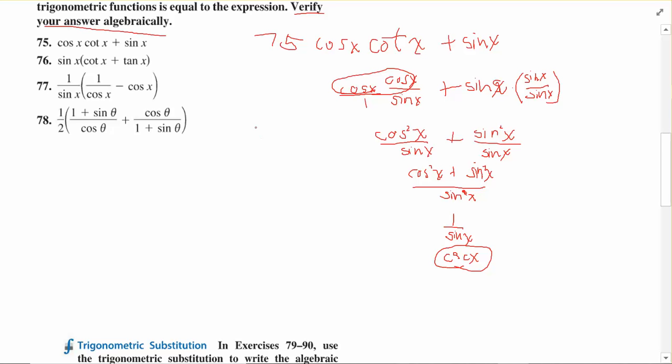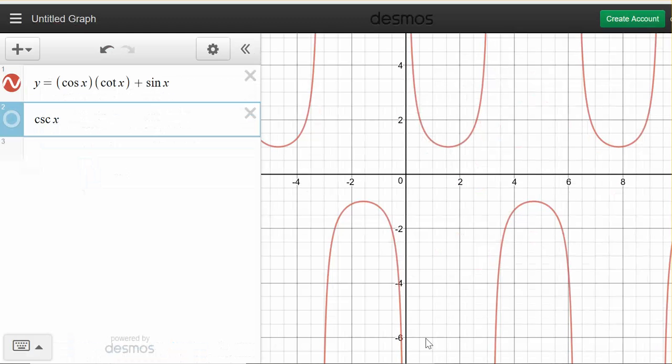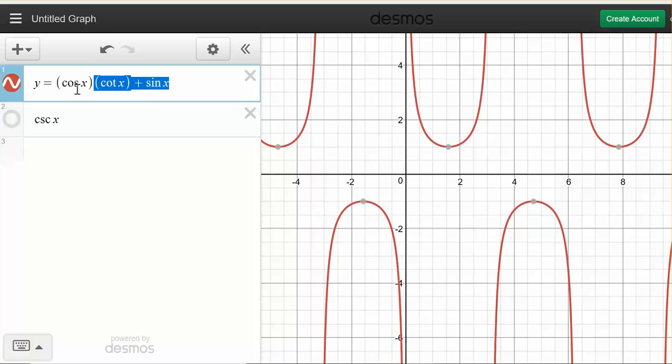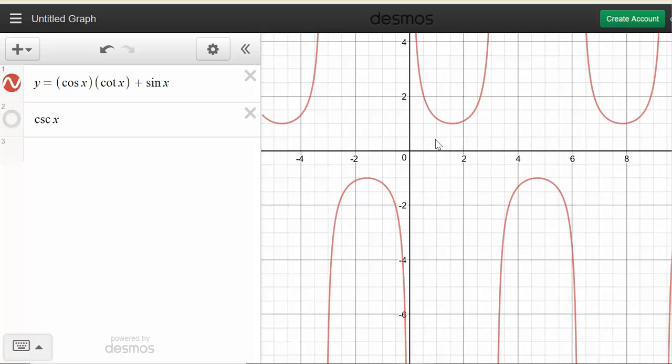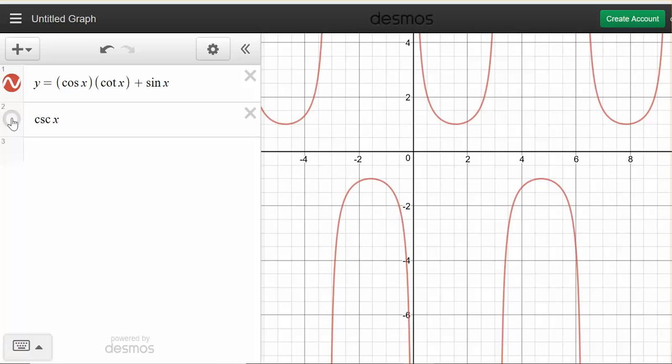So if we did our work right, this should look like the cosecant. Let's see. I'll go to Desmos. And this is what was originally written in. And that's what I get. And it sure looks like it's the cosecant. Let's see if it is. Yep, that's what it is. Look at that. Well, that worked out.